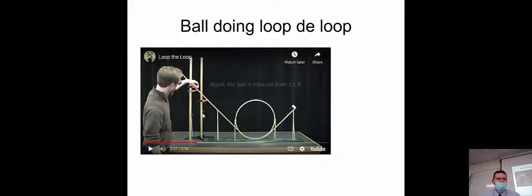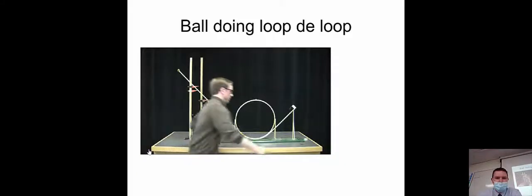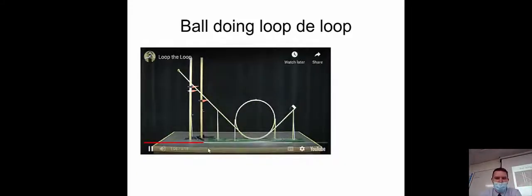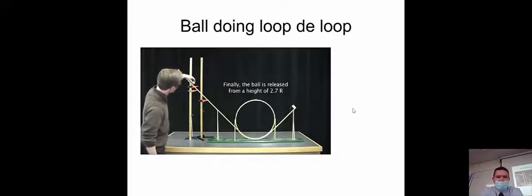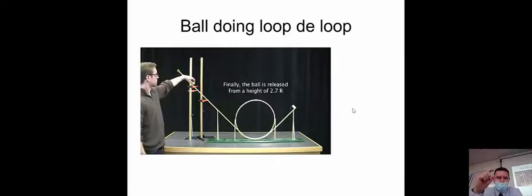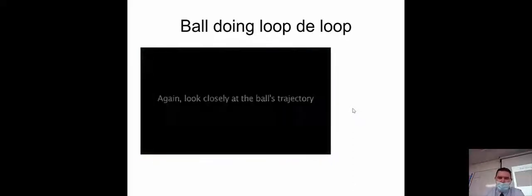So what do you reckon the height would be to get it to go around, fully in contact? It's going to have to be a little bit higher. And I think they work out it's at 2.7 R. And that extra 0.2 R of height of gravitational potential energy is because of friction. Yep. And so the animation we were playing with on Friday didn't account for friction, which is fine.